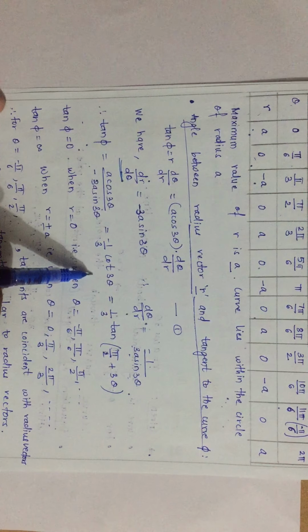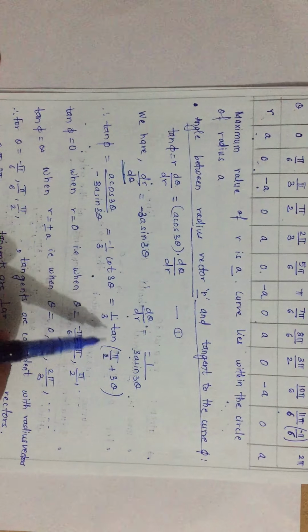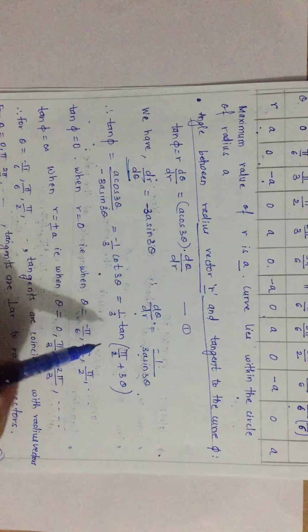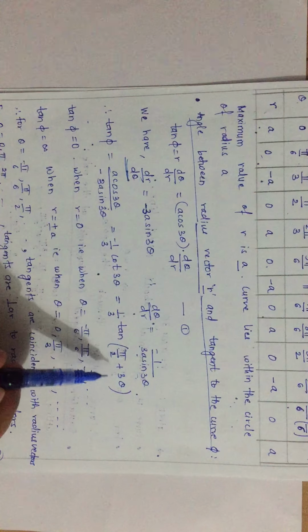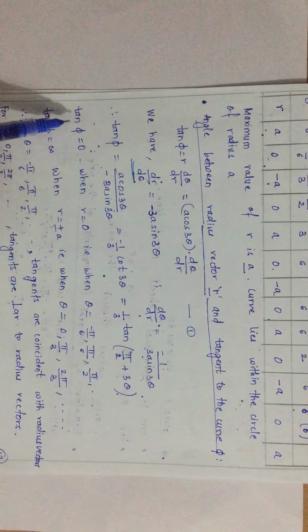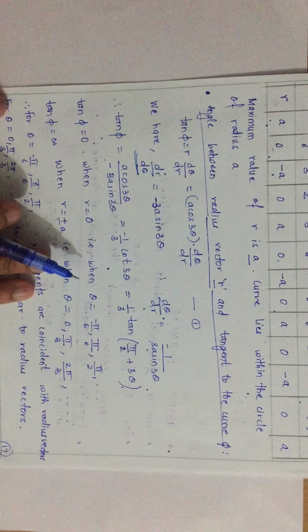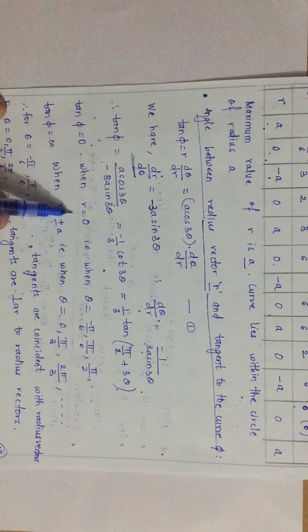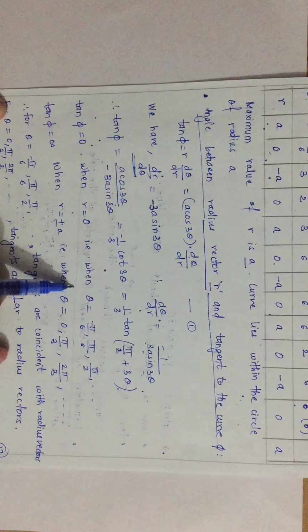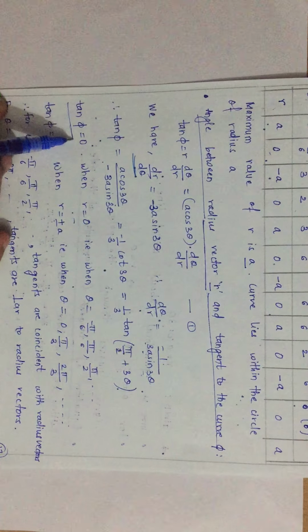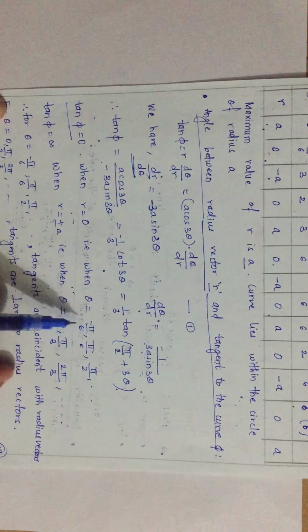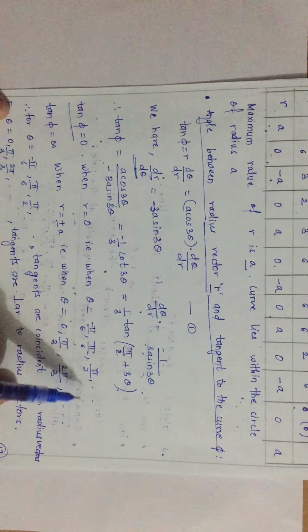Either you can keep this equation as it is, or you can express it in tan. You can write this in tan as 1 by 3 tan pi by 2 plus 3 theta. So when tan phi is equal to 0, that means when r is equal to 0, when do we obtain tan phi equal to 0? When theta is equal to minus pi by 6, pi by 6 and so on.